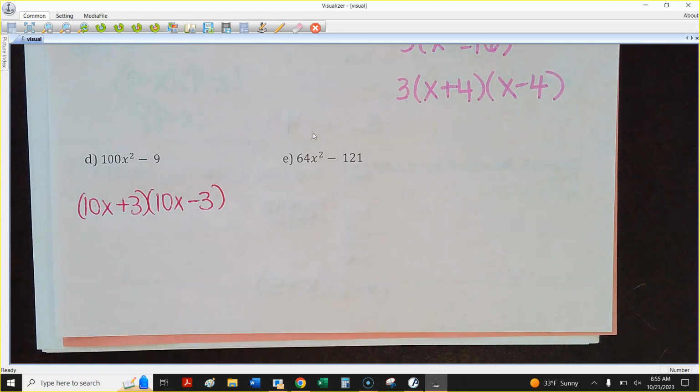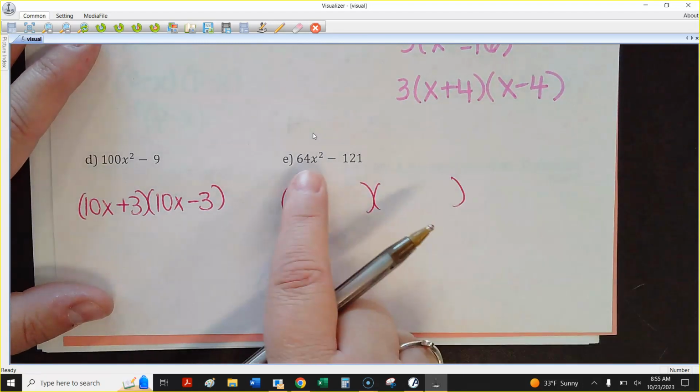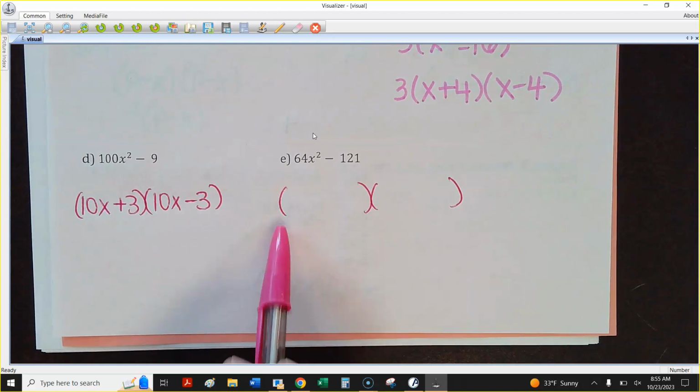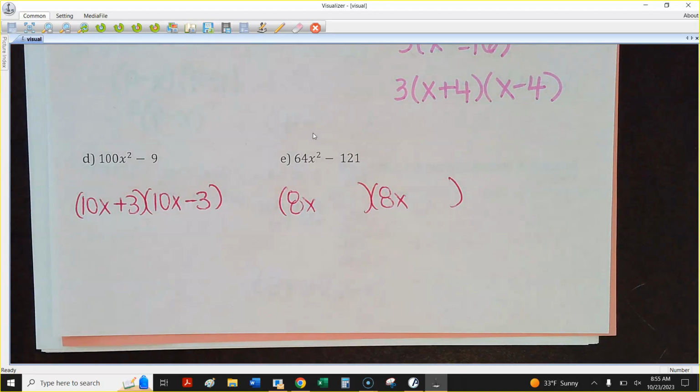All right, I got one more very similar to this. How would I factor if I had 64x squared minus 121? Anybody know what would be at the beginning of each of those factors? Yes. Okay. A lot of people don't know this off the top of their head. Do you know the square root of 121?